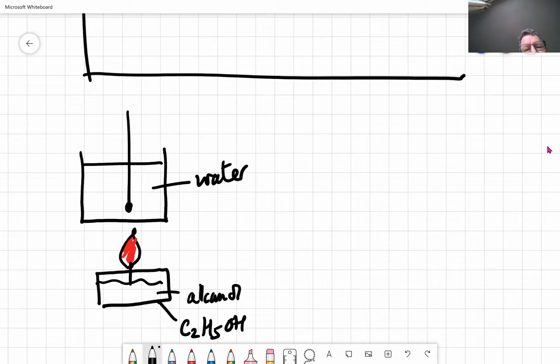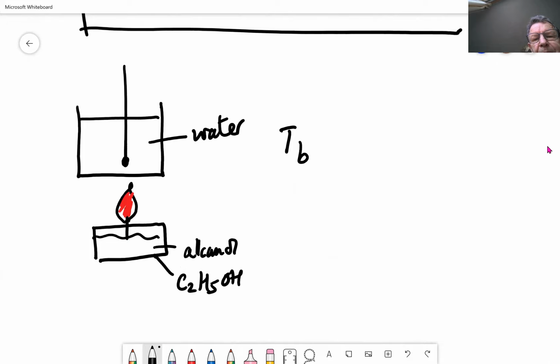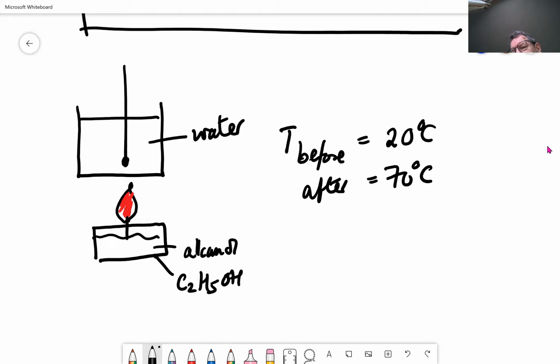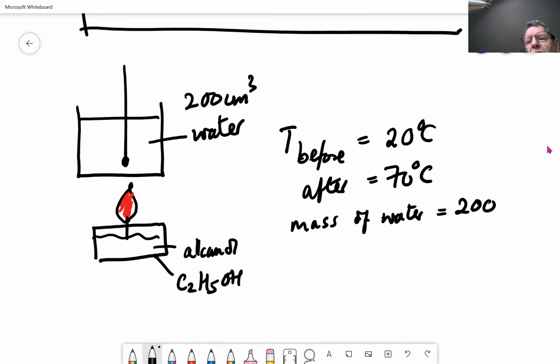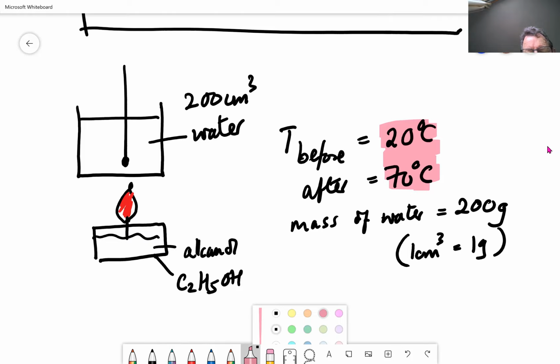So, let us say that the temperature before is 20 degrees Celsius. And after, let us say it is 70 degrees Celsius. And let us say that we had 200 cubic centimeters of water. So the mass of water is equal to 200 grams, because if you remember, 1 cubic centimeter equals 1 gram for water. That is very useful. So far, we have some information about the temperature and about the amount of water.